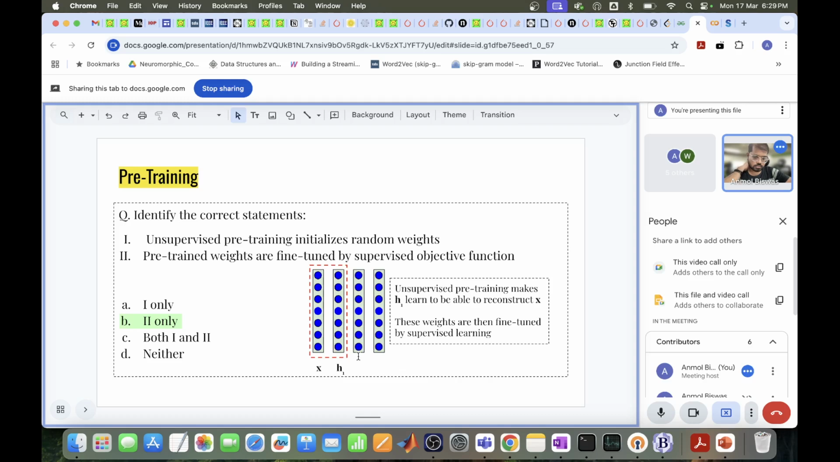So here is an example, basically. You have multiple hidden layers. So this is your input, let's say.